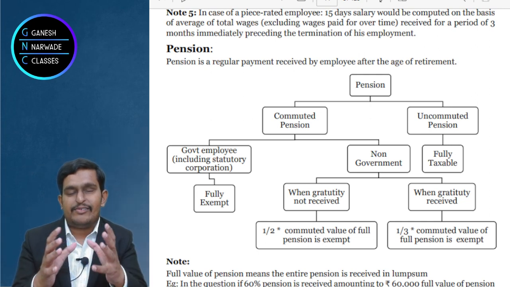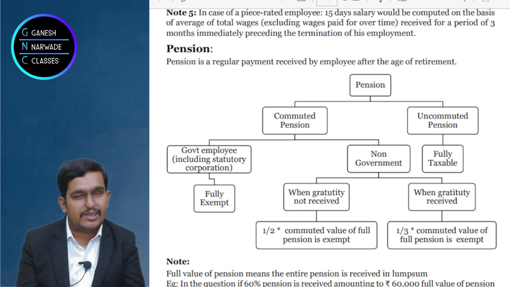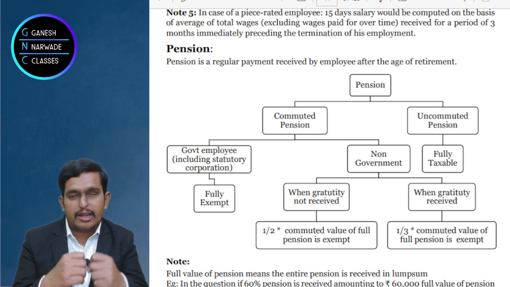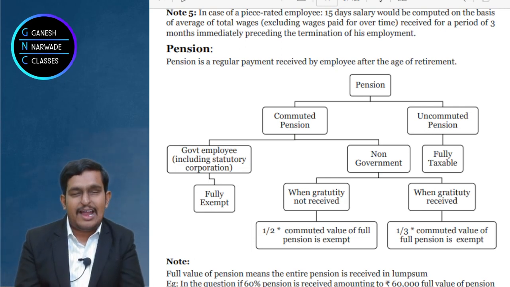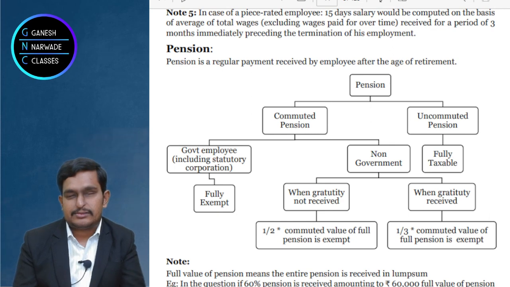Now there are various ways in which pension can be given. Either the employer can directly pay, which is the least preferred option. Or employer and employee contribute to certain funds, and after retirement from that fund the employee gets the pension. This will also happen. How the employee gets pension is not our discussion. Our discussion is how it should be taxed.